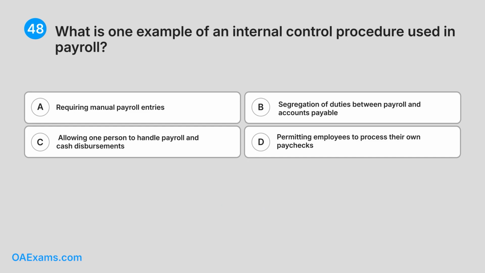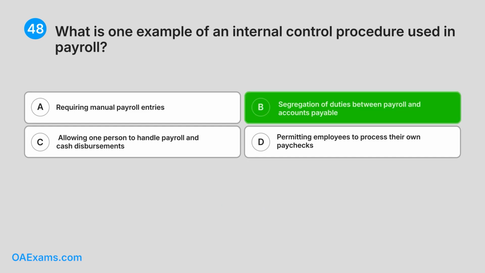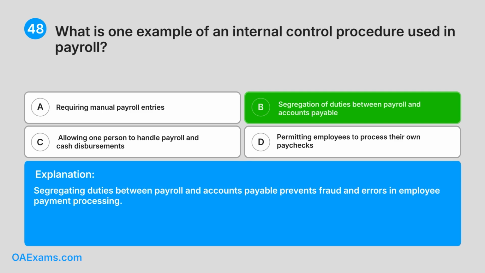Correct answer. B. Segregation of duties between payroll and accounts payable. Explanation: segregating duties between payroll and accounts payable prevents fraud and errors in employee payment processing.